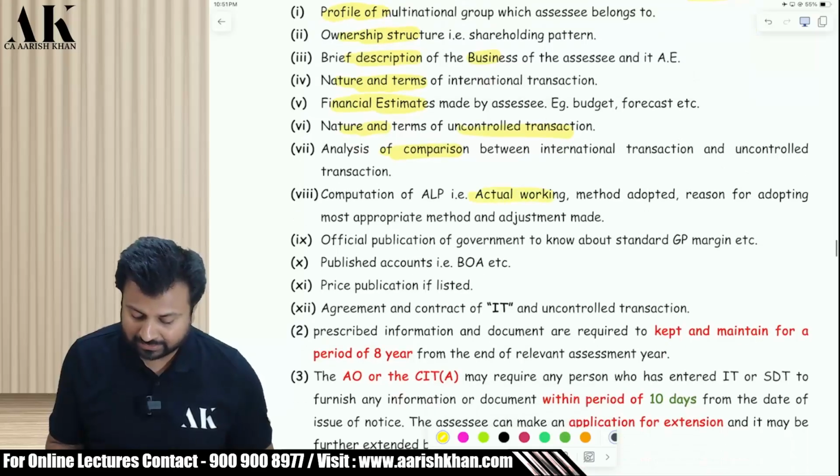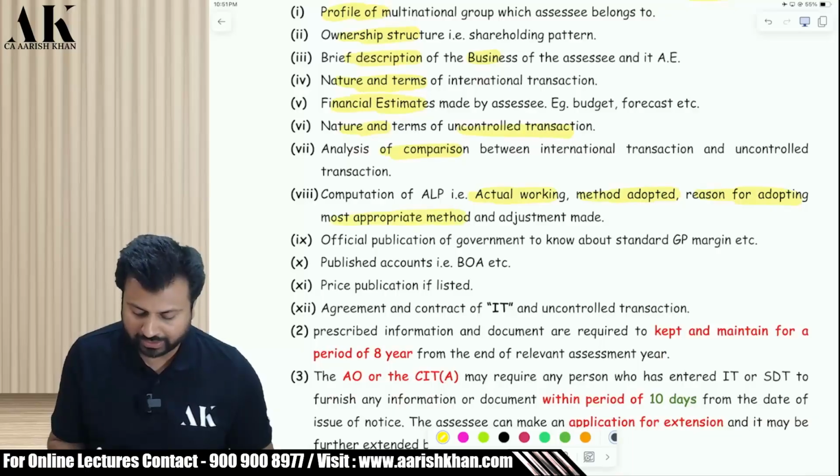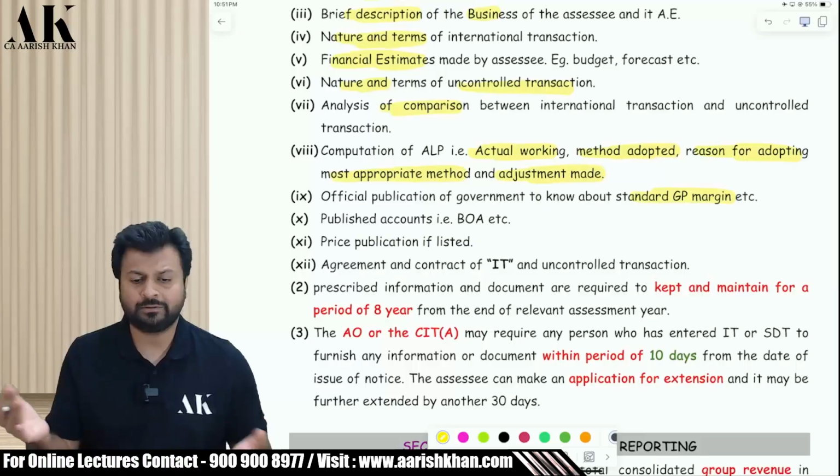I want the arm's length price, actual working of the arm's length price, method adopted, reason for adopting the most appropriate method, and adjustment made. I also want to know the GP margin. This is all the department demands.